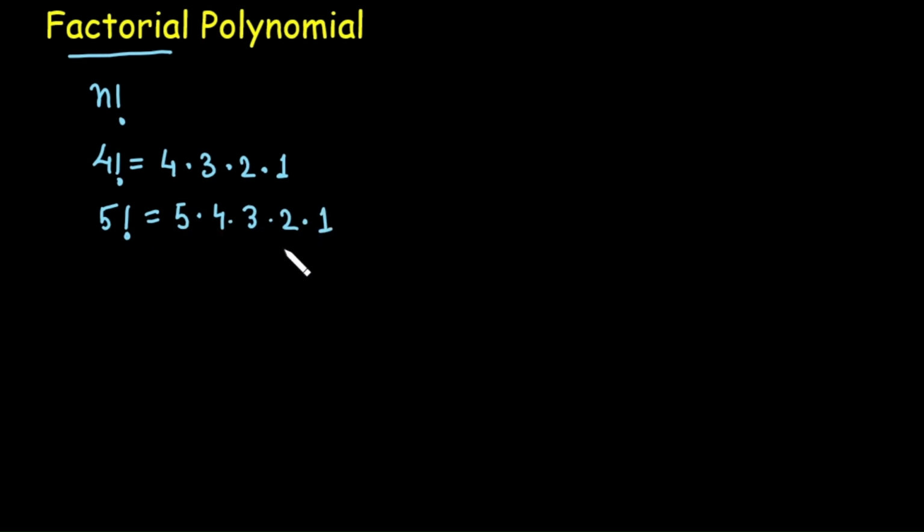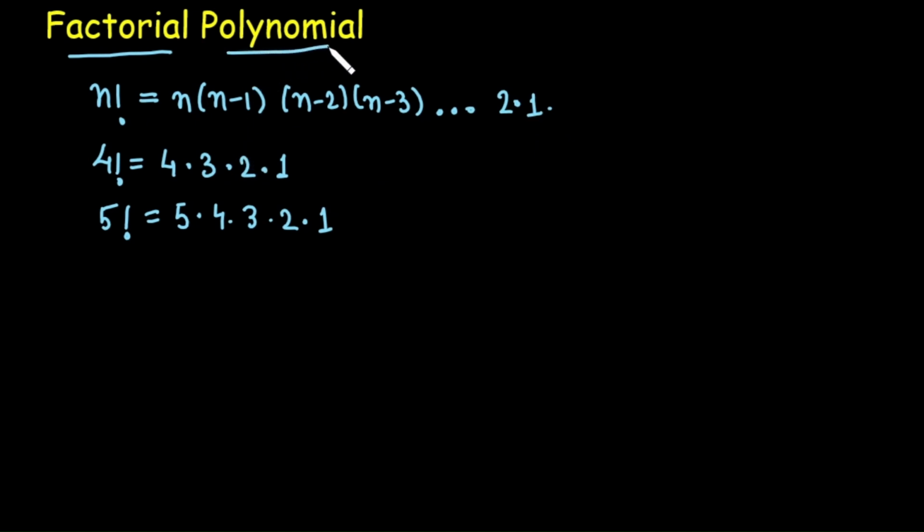So the product of these is equal to 5 factorial. N factorial means n, n minus 1, n minus 2, n minus 3, continue till 2, 1. This is the meaning of n factorial. But we need a factorial polynomial. Now we will club factorial with polynomial.